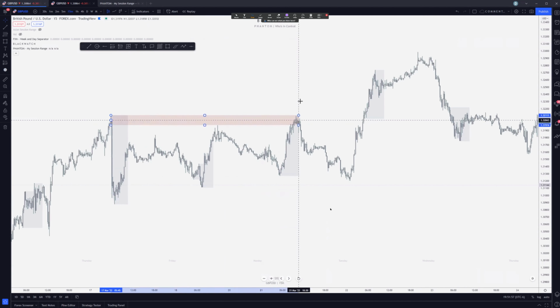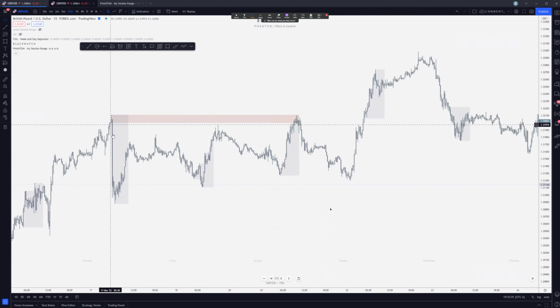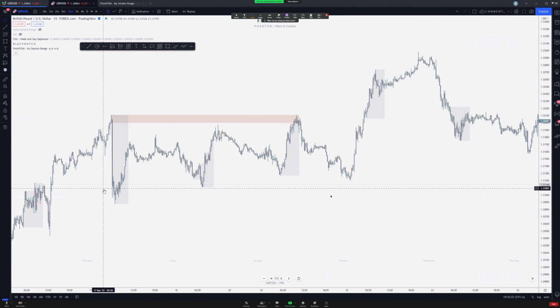Nice supply here, which again looks like some sort of news. That must have been some sort of high impact news, right? That huge volatility. I'm not sure, but that makes for a good POI. So we'll just look at this.